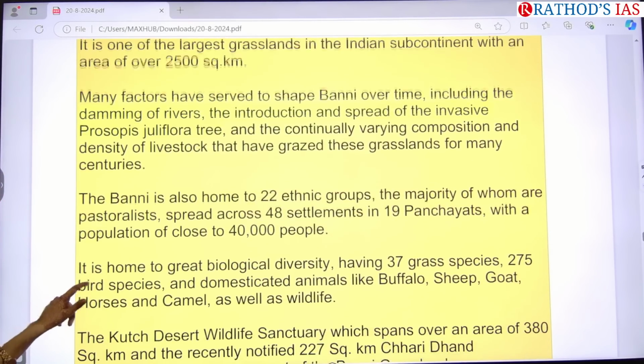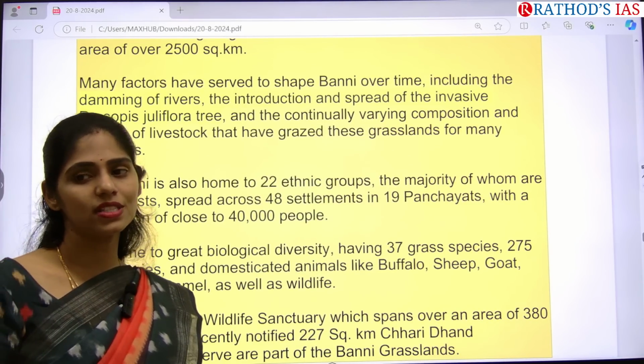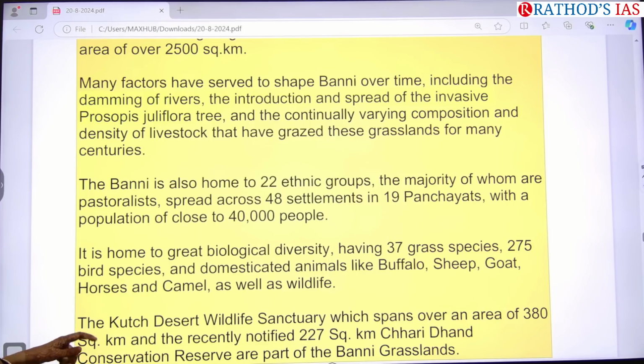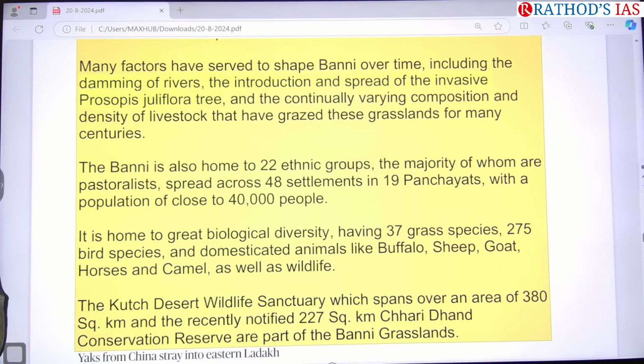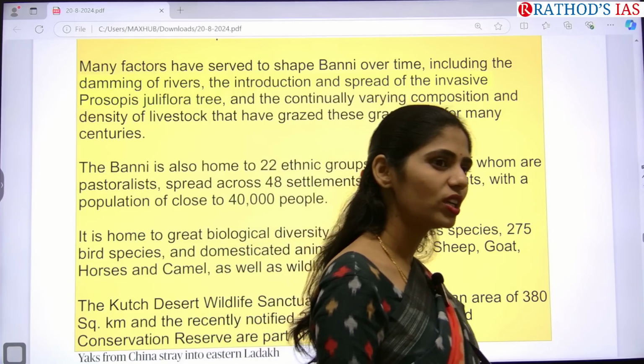And actually Banni is home to 22 ethnic groups, that means tribal groups who are present in these grasslands, and the majority of them are pastoralist. So what is the meaning of pastoralist? Pastoralist.